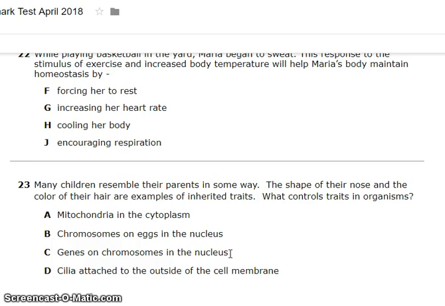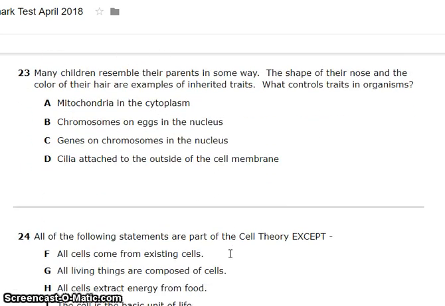23. Many children resemble their parents in some way. The shape of their nose and the color of their hair are examples of inherited traits. What controls traits in organisms? A. Mitochondria in the cytoplasm. B. Chromosomes on eggs in the nucleus. C. Genes on chromosomes in the nucleus. D. Cilia attached to the outside of the cell membrane.